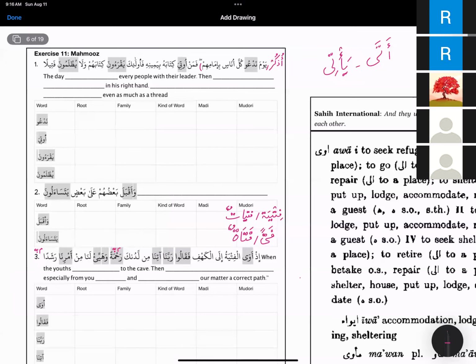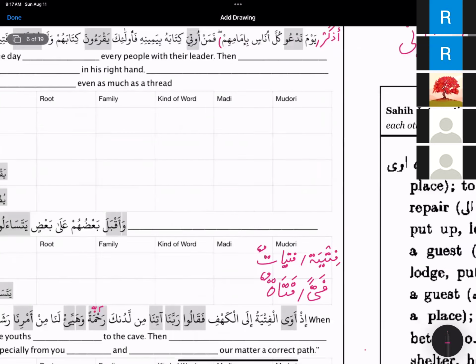Ata yati, what bab? It will be Daraba Yadribu, because it is ata, all fathas, and then yati. In the mudari, the middle root letter is taking kasra. So daraba yadribu. This is bab daraba, and this is majhul. Faman utiya kitabahu. So whoever is given kitabahu. Why kitaba?